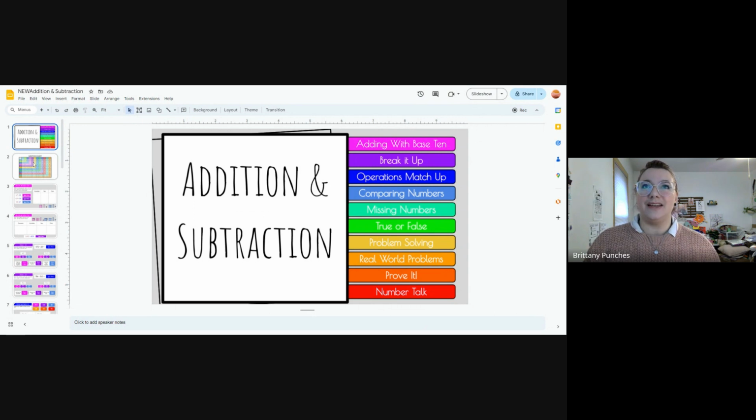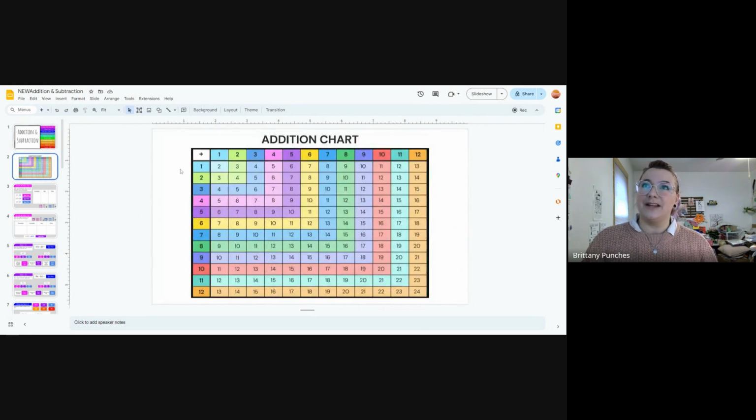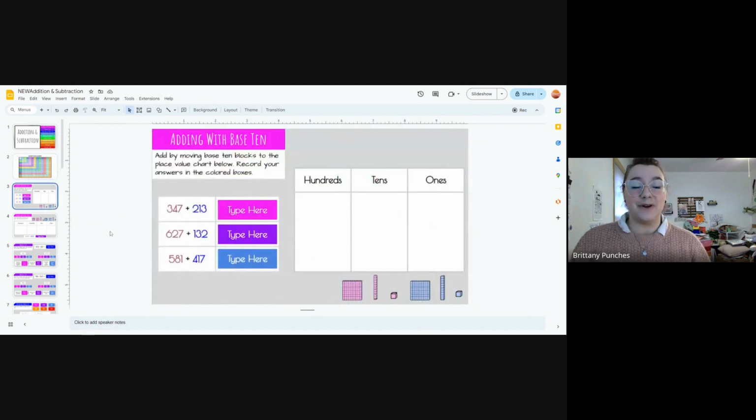I've also added an addition chart. Addition charts work the very same way that multiplication charts do, but your answer will be really different. For example, if we have 3 plus 3, we'll get to 6. So you can see 3 plus 1 is 4, 3 plus 2 is 5, 3 plus 3 is 6. If you're struggling with your addition facts, you can refer back to this anytime. Let's get started with our first one.